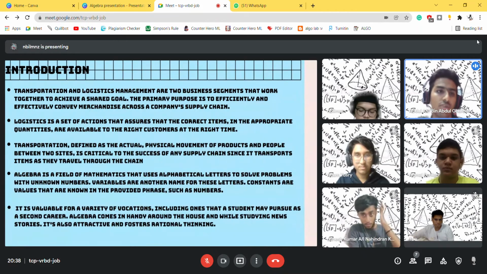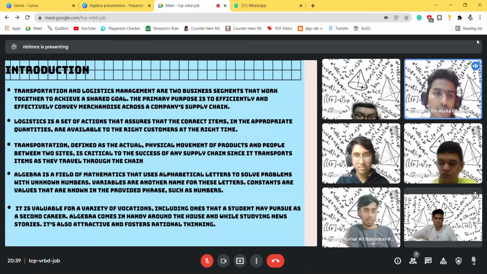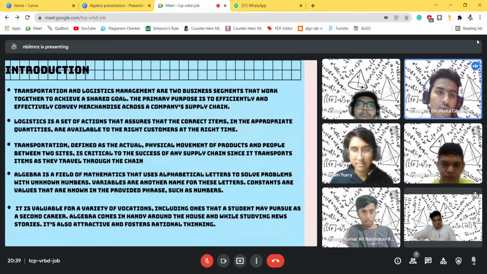Our introduction is: transportation and logistic management are two business segments that work together to achieve a shared goal. The primary purpose is to efficiently and effectively convey merchandise across a company's supply chain. Second, logistic is a set of actions that assure that the correct item in the appropriate quantities is available to the right customer at the right time.